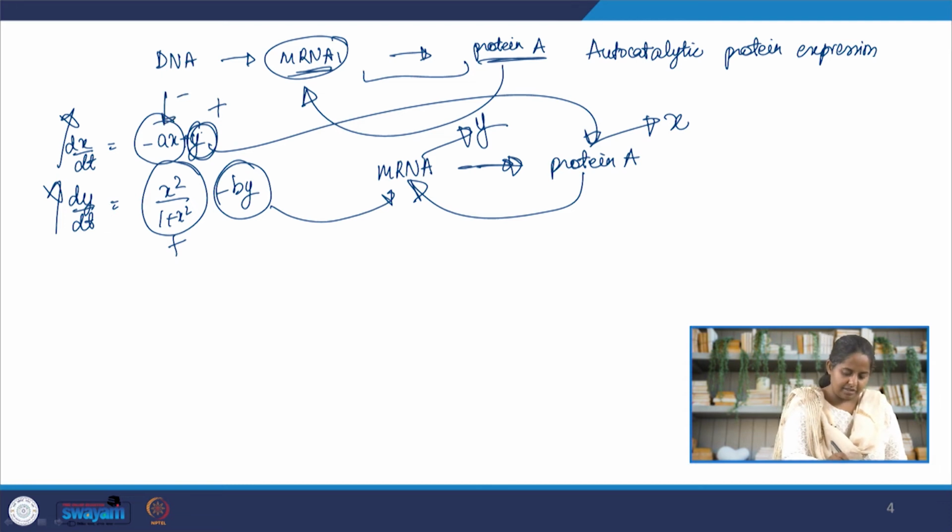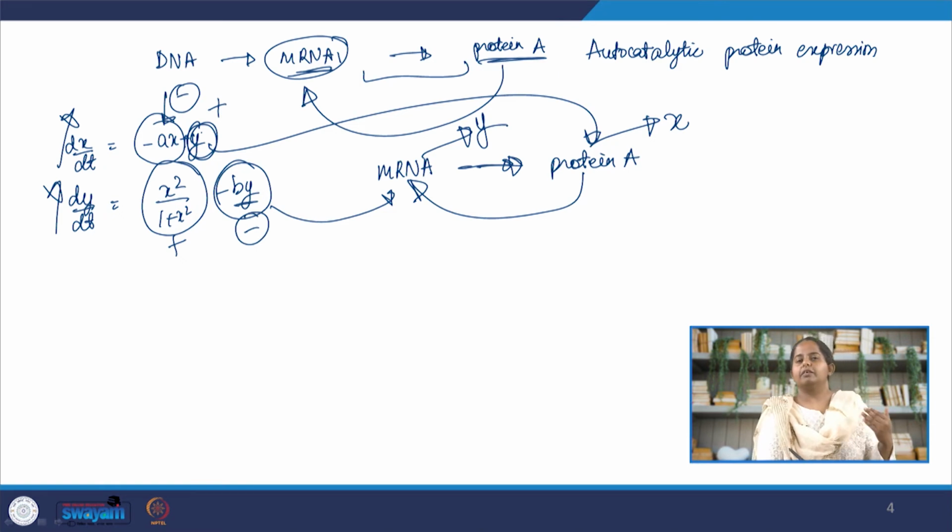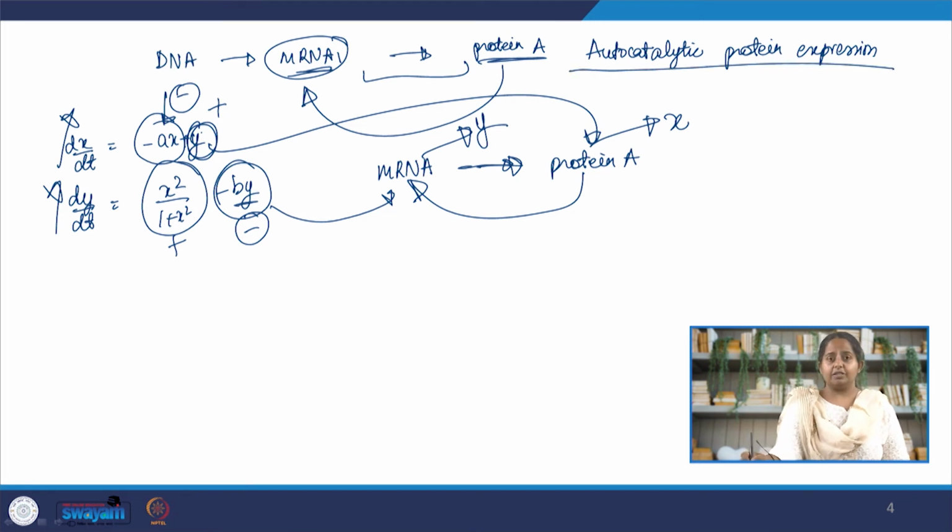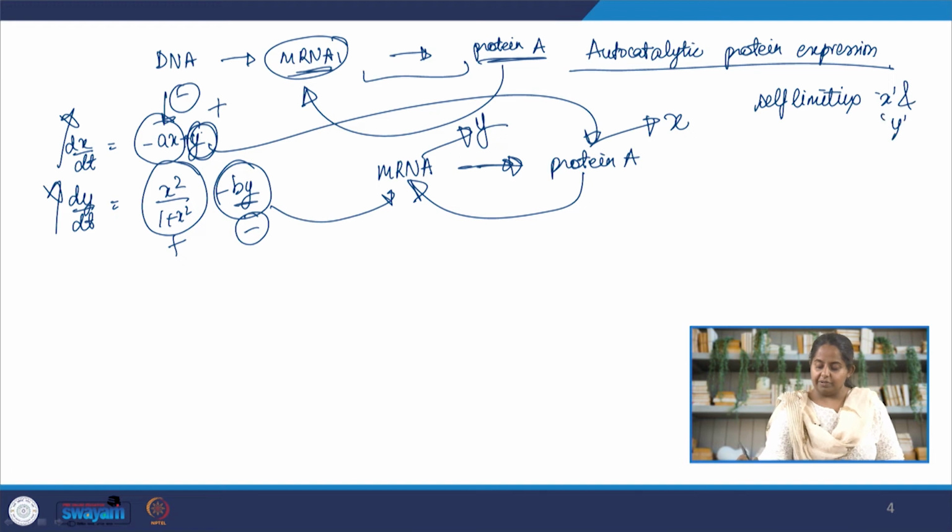This is your minus term. Basically, if we have too much of protein made, then it will self-limit itself. dy/dt also has a minus term here, minus dy. So the more the mRNA produces, the more it self-limits its own production. So not only do we have autocatalytic protein expression going on, but we also have self-limiting behavior from both the protein and from the mRNA.